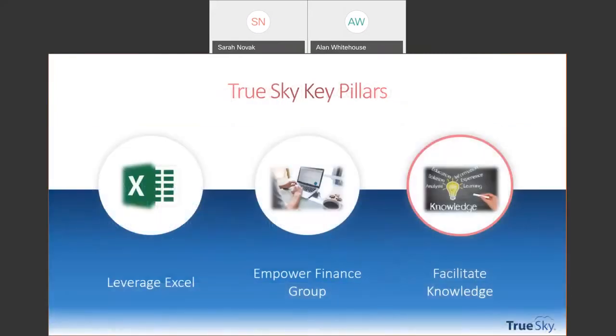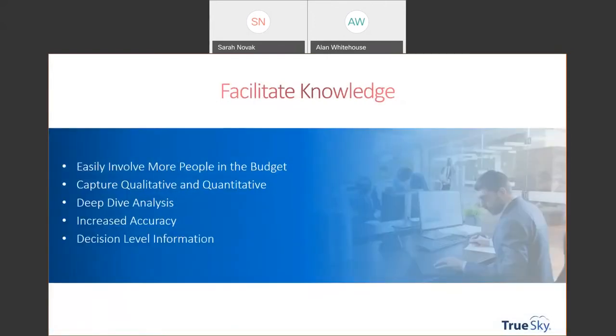And then what are the other pillars? We wanted to be able to facilitate knowledge. So we're going to allow you to easily involve more people in the budget and forecast process, more people who are closer to the action and who know their piece of the puzzle the best, without increasing your workload. We're going to allow you to capture qualitative and quantitative values related to your numbers. So not just the raw numbers themselves, but what people are thinking. We're going to give you deep dive analysis. We're going to help increase your accuracy at the end of the day. We're going to give you decision level information.